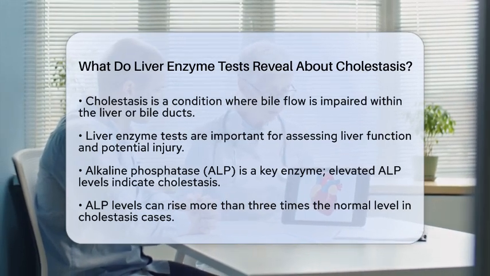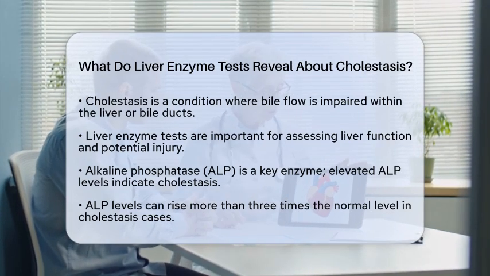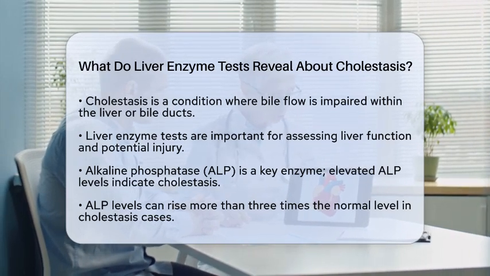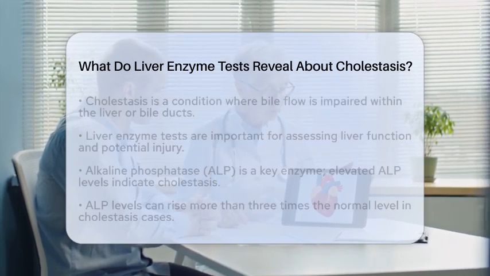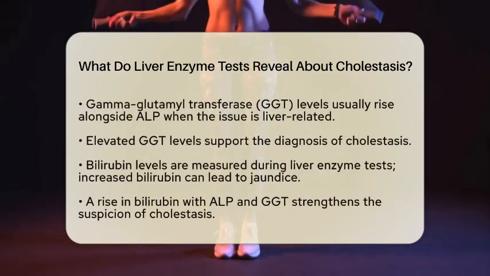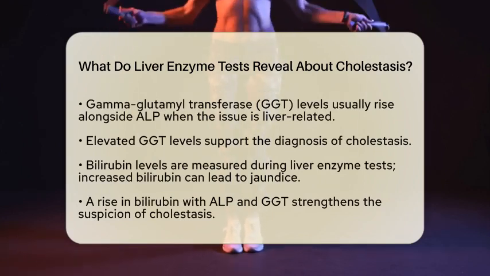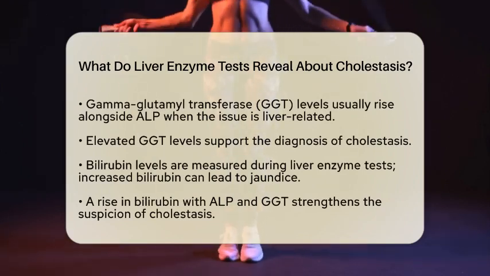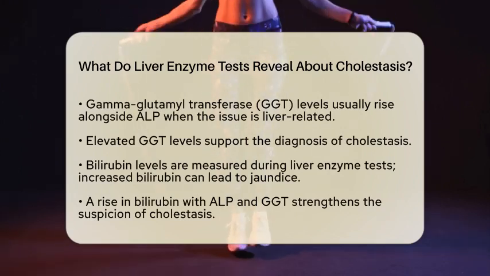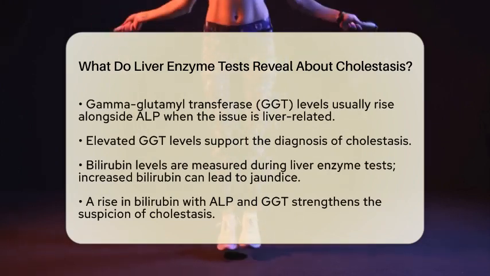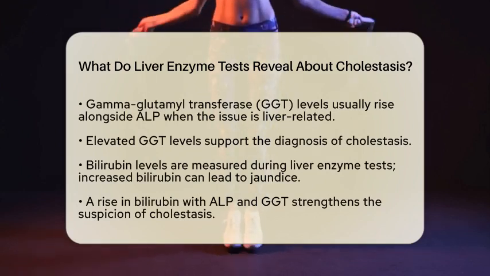injury. Another important enzyme is gamma-glutamyl transferase, commonly known as GGT. When ALP is elevated, GGT levels usually rise as well, especially if the source of the ALP increase is the liver. Elevated GGT levels support the diagnosis of cholestasis, confirming that the issue is liver-related.